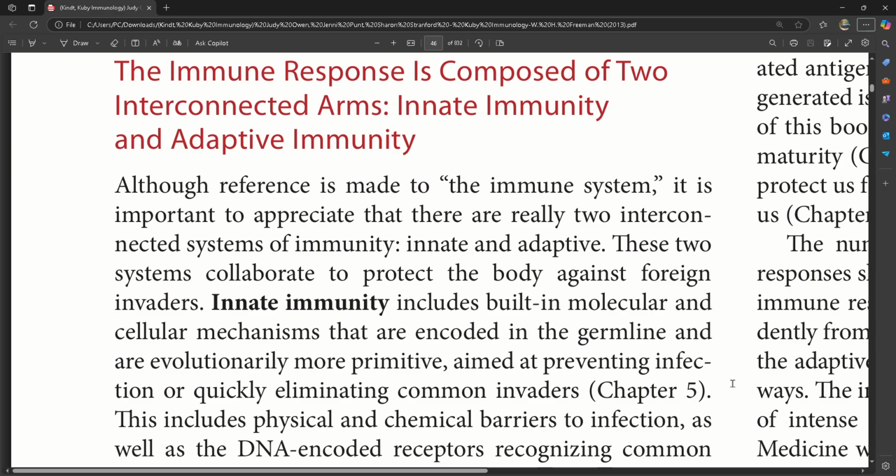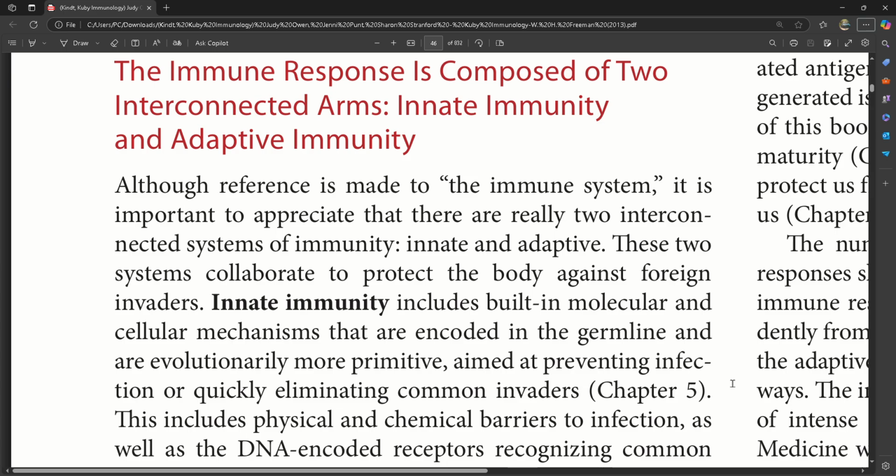Hello students. So today I will just talk about differences between innate and adaptive immunity. So we can divide this immunity in two types, innate and adaptive immunity.